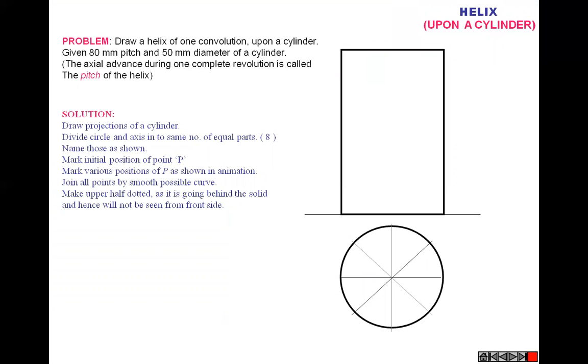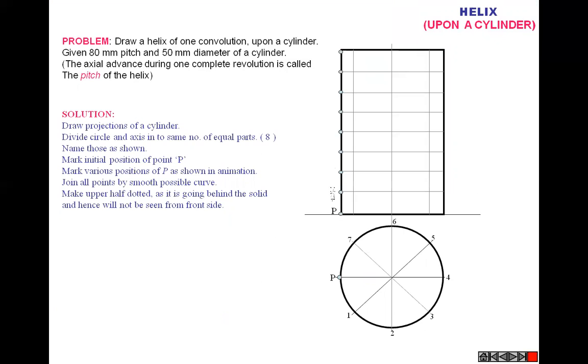Then helix on a cylinder. How to draw the helix on a cylinder? The problem statement is: draw a helix of one convolution upon a cylinder of 80 mm pitch and 50 mm diameter. So divide the height of the cylinder into 8 parts, and the same number of parts for the diameter of the base circle.